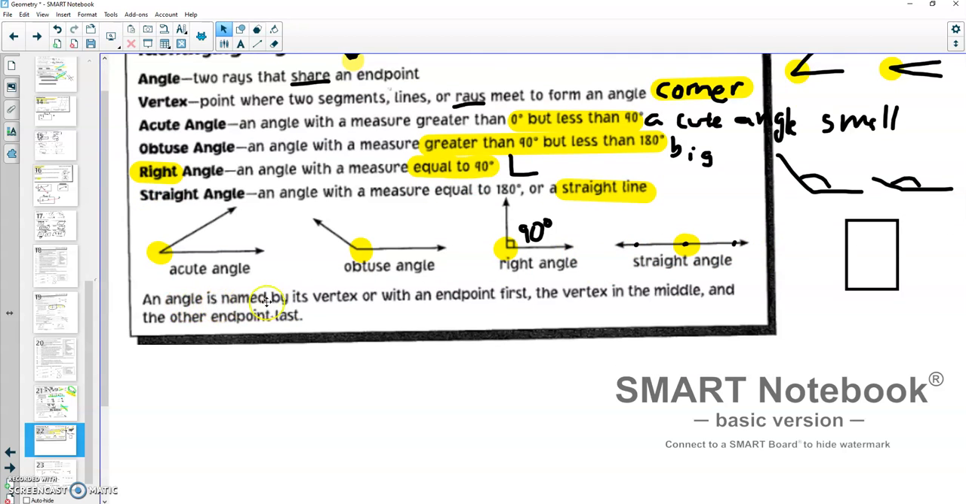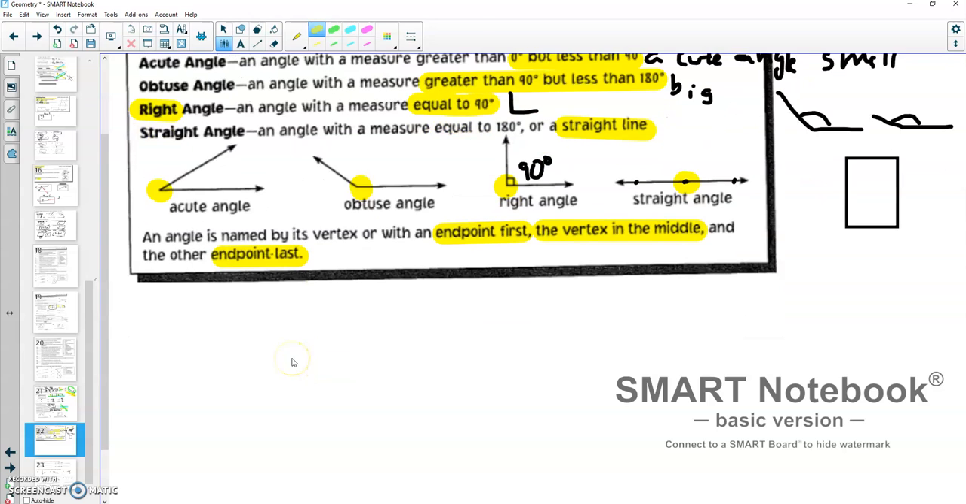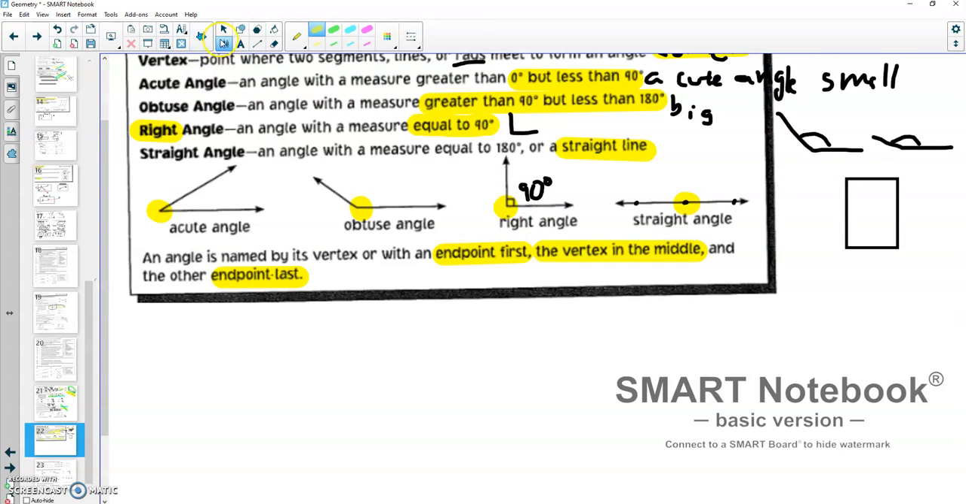An angle is named by its endpoint first, then its vertex, and the other endpoint last. Okay? The vertex in the middle. So you want to think of it as endpoint, vertex, endpoint. Or the outside, inside, outside. Okay? So let me try this out.